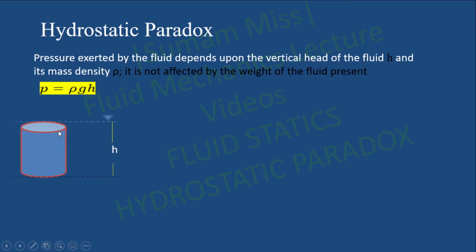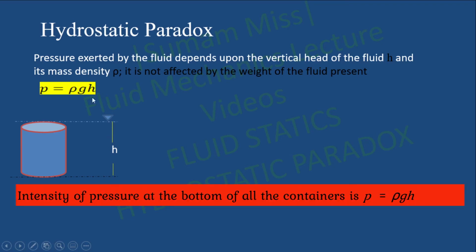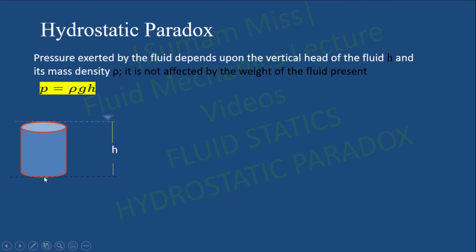Consider a container which is filled with liquid up to the height h. The intensity of pressure P is equal to rho g h. Now let us calculate the pressure force acting at the bottom of the container. Pressure force equals pressure into the bottom area, so force equals rho g h into A. Here rho g indicates the specific weight of the liquid, and h into A represents the volume of the liquid in the container, where A is the cross-section area and h is the height of the container.